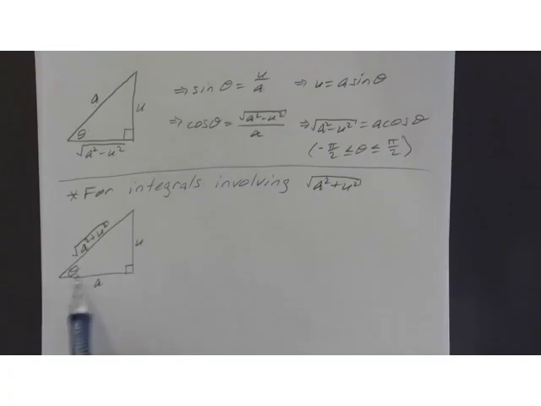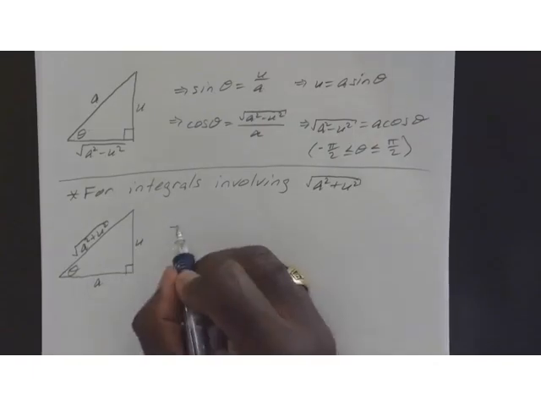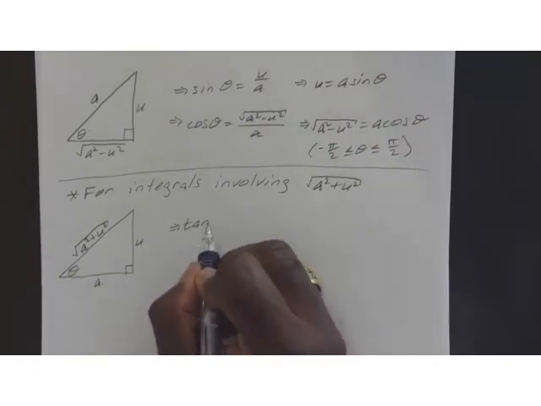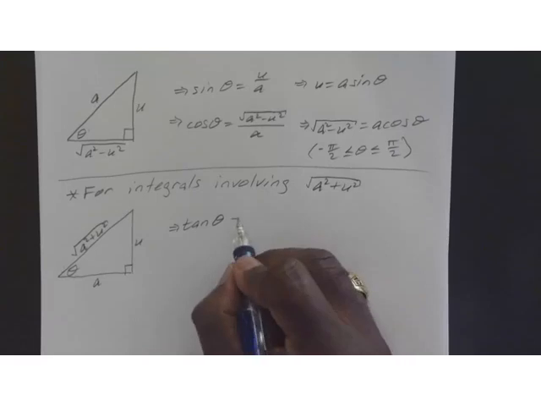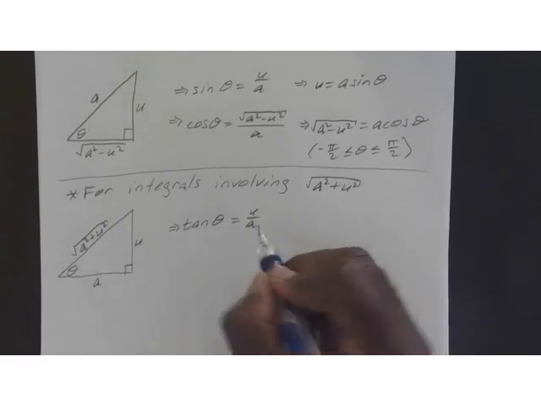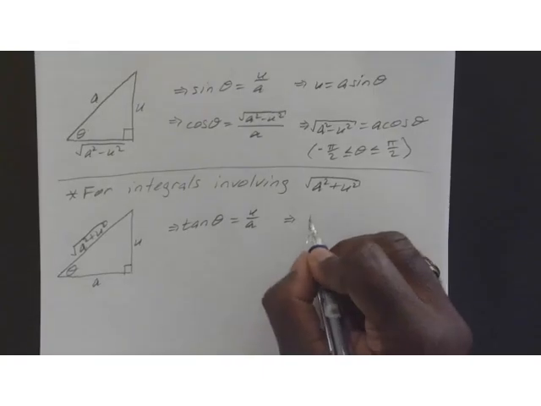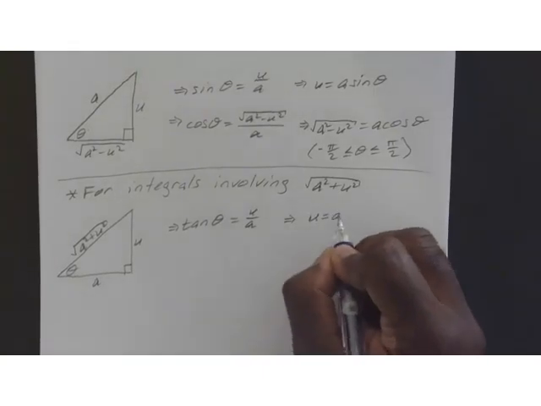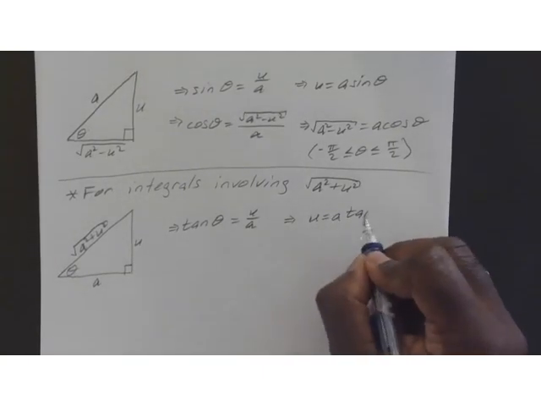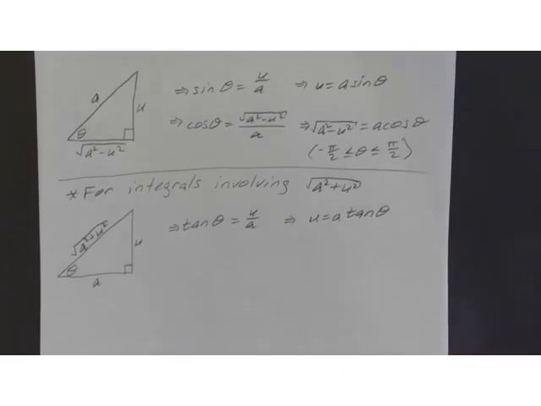Okay, so we know that tangent is opposite over adjacent. So tangent of theta is equal to u over a. If we multiply both sides by a, we have u is equal to a times tangent of theta. And in the example, I'll show you how all of these fit in.